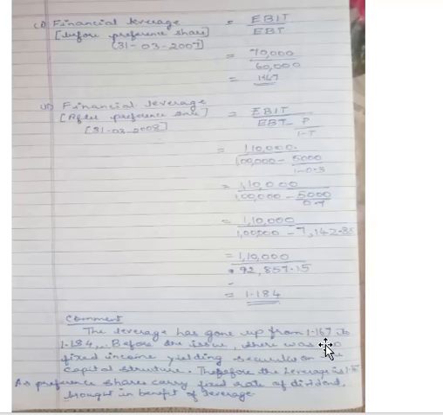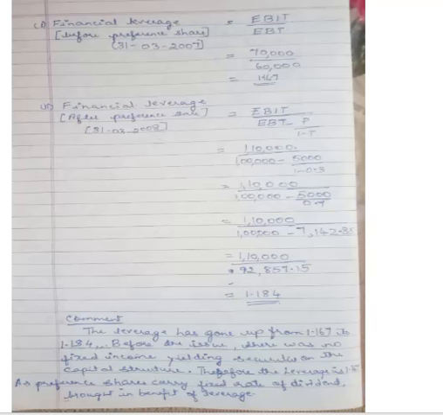The leverage has gone up from 1.167 to 1.184. Because of the presence of a fixed cost, that is preference shares, in the second year, 2008, the leverage has gone up. Preference shares carry a fixed rate of dividend, which has brought the benefit of leverage, along with fixed interest. So just write the comment that it has gone up because of the presence of the preference shares.